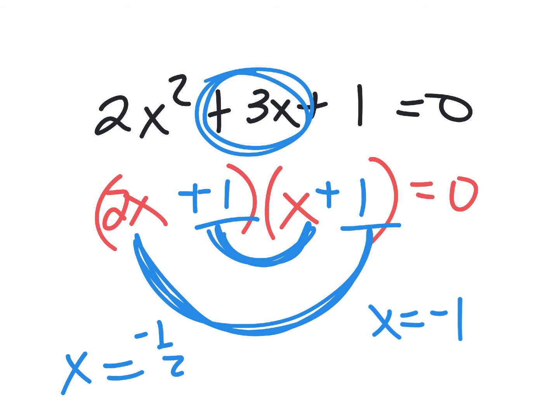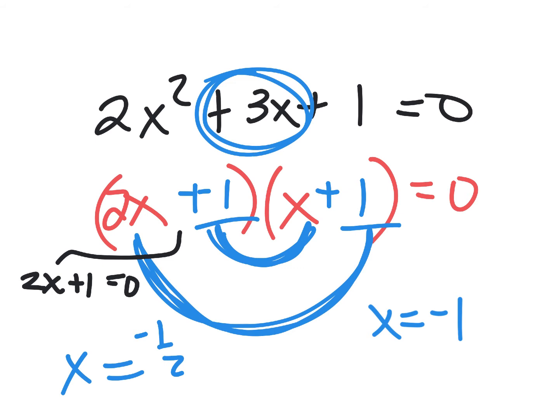And if you had trouble with where do you get that -1/2 so fast? He did this, and what you could do if you wanted to just slow it down a bit is say 2x plus 1 equals 0, and then you solve that.